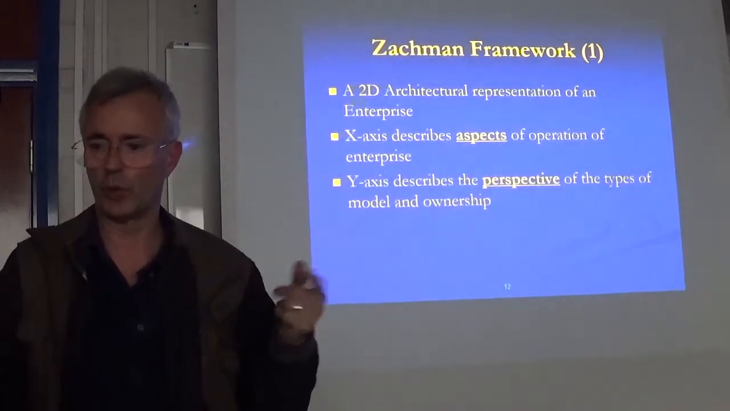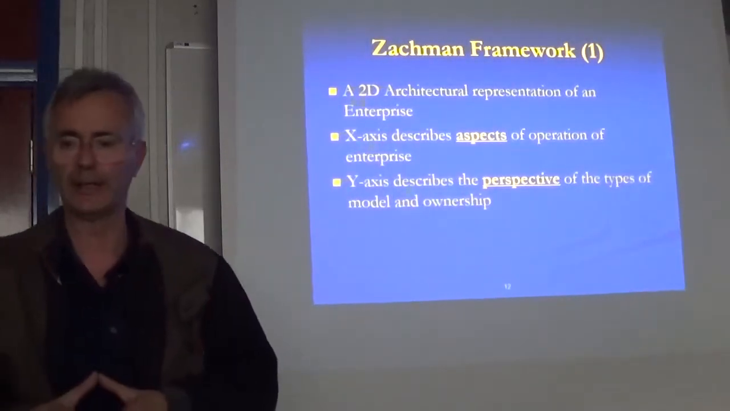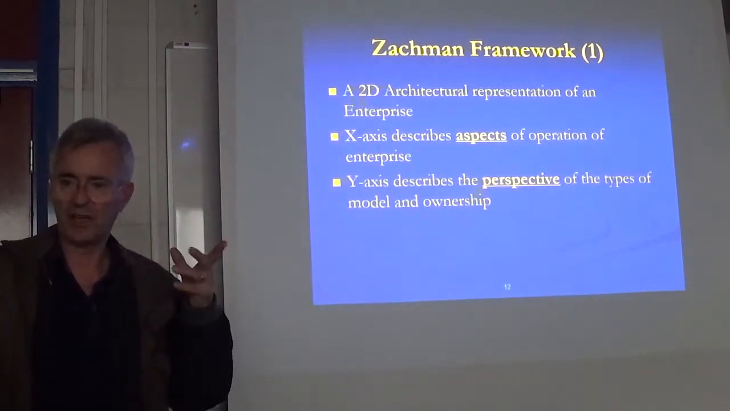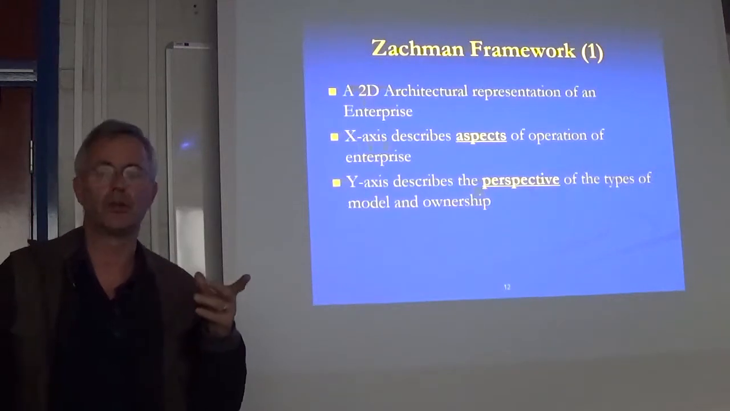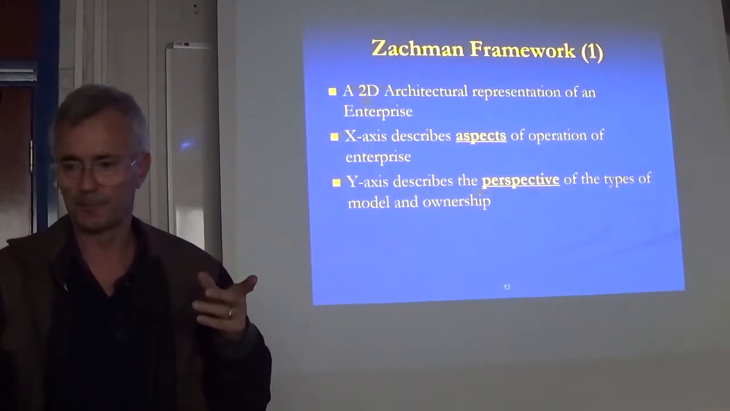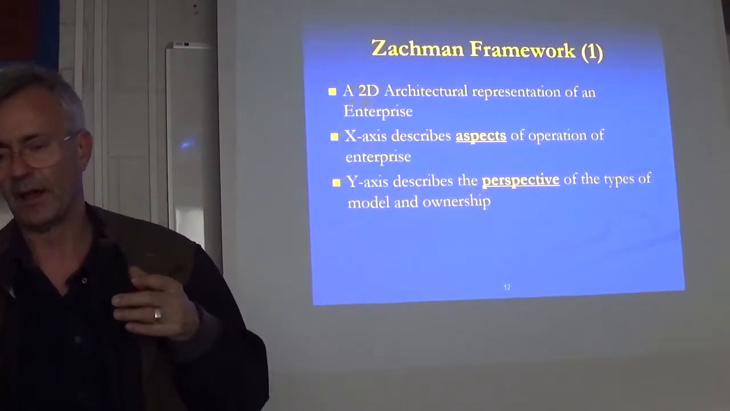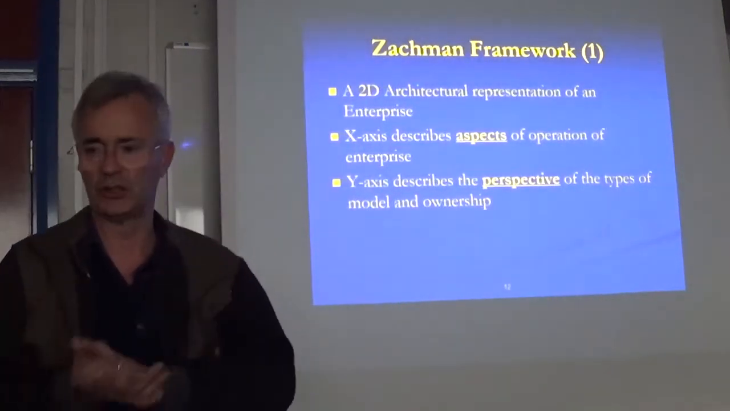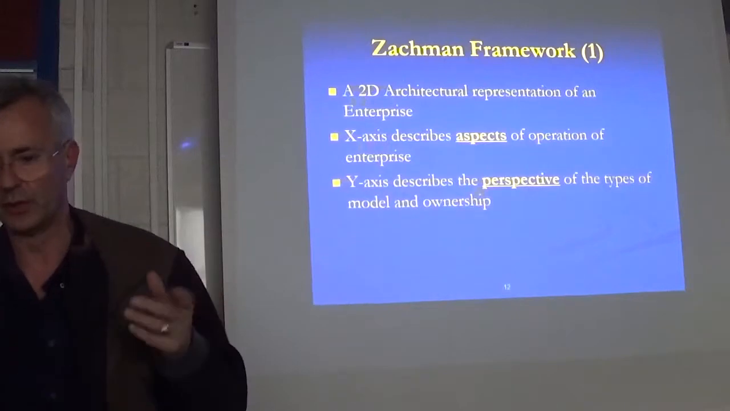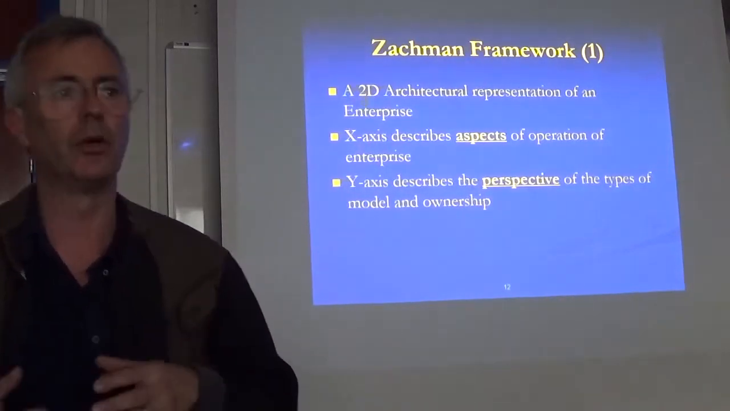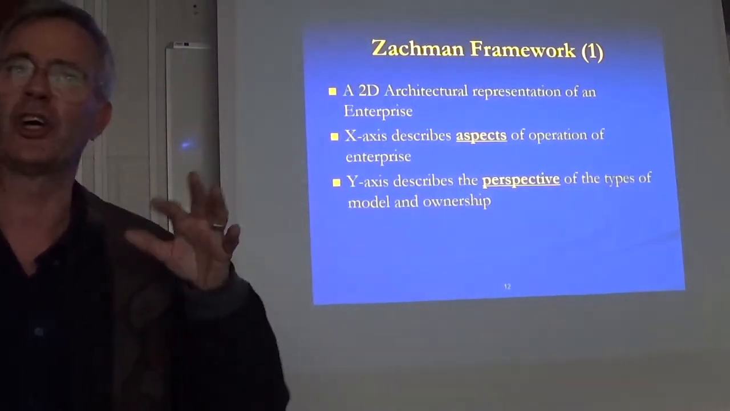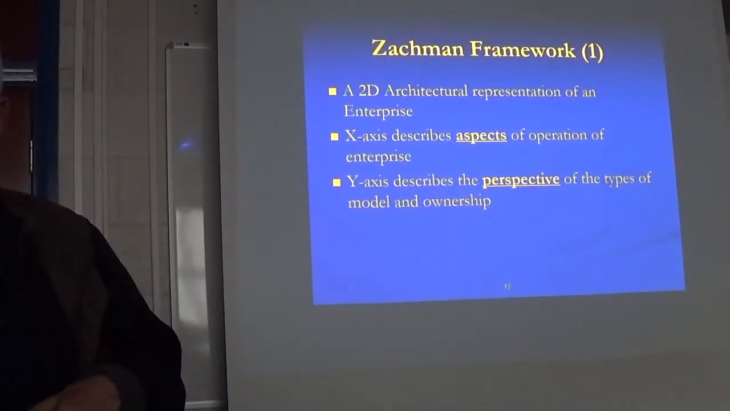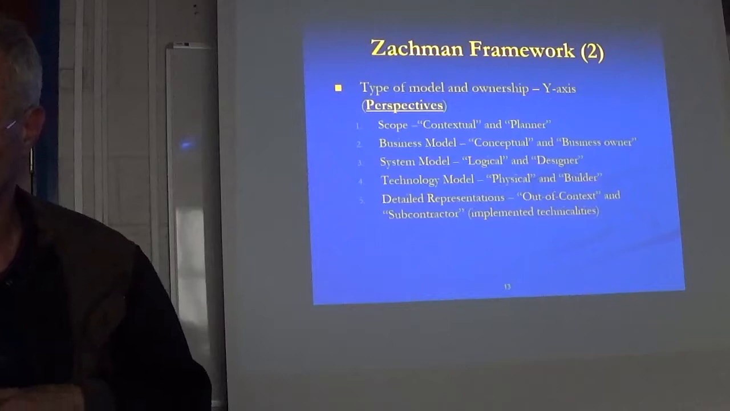It's got an x-axis and a y-axis. It's just a 2D thing. One axis, the x-axis, describes various parts of the organization. And the other axis provides you with a whole range of perspectives about the type of information, the type of operation that's going on. And I'll show you a picture of it in a minute.